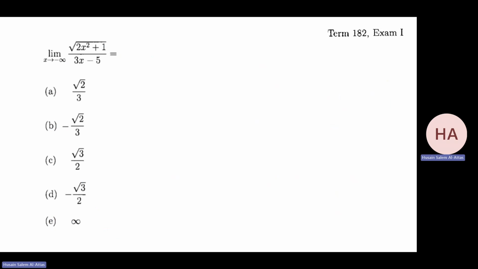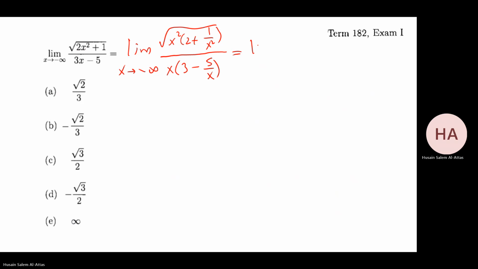This one, same idea. No need to rationalize since it's actually only one square root. So we can do the same idea. Take the common factor. This will be the limit as x goes to minus infinity. I took x squared as the common factor here. I have 2 plus 1 over x squared, over, taking x as the common factor, 3 minus 5 over x. And that gives me what?